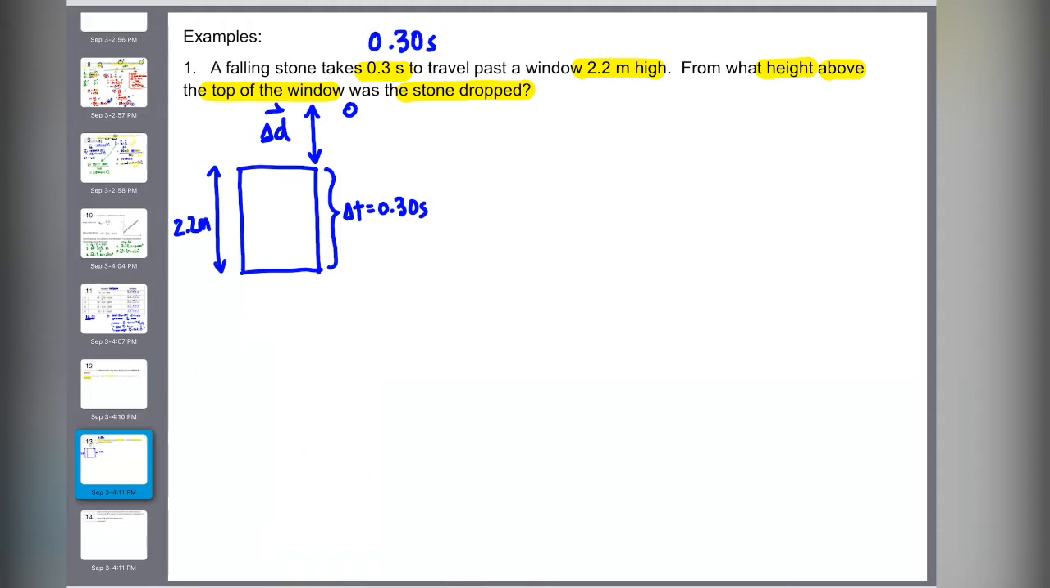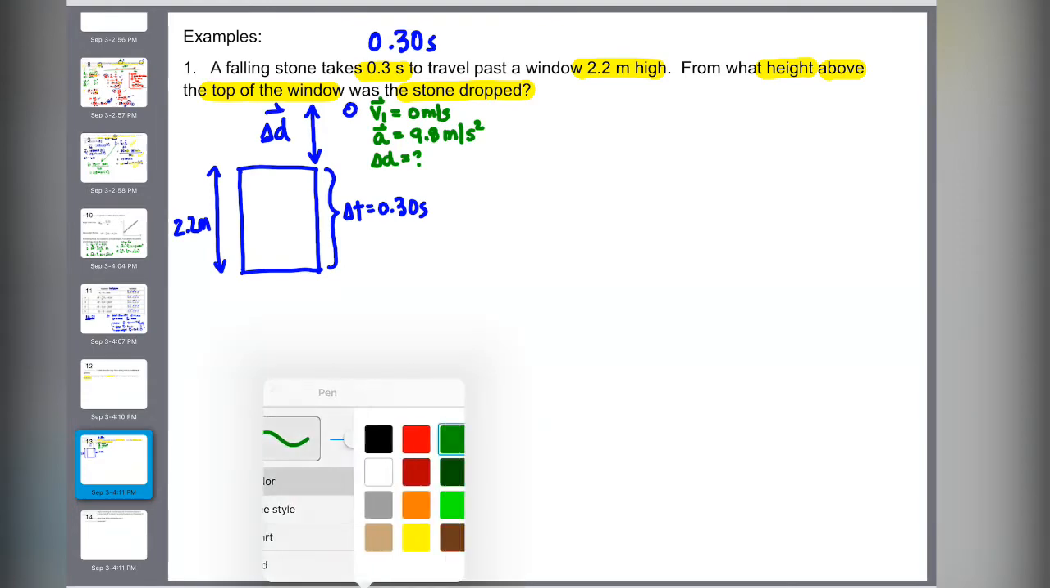Let's change some color here. I'm going to use red to represent the top. When something is being dropped, V1 is 0. Because it is dropped, it experiences acceleration due to gravity, which is 9.8 meters per second squared. What I want to find is delta D. I still need one more given for the top part. Remember how we said we need 3 givens and 1 unknown? From the top, I don't have enough values, so let's look at the middle part.